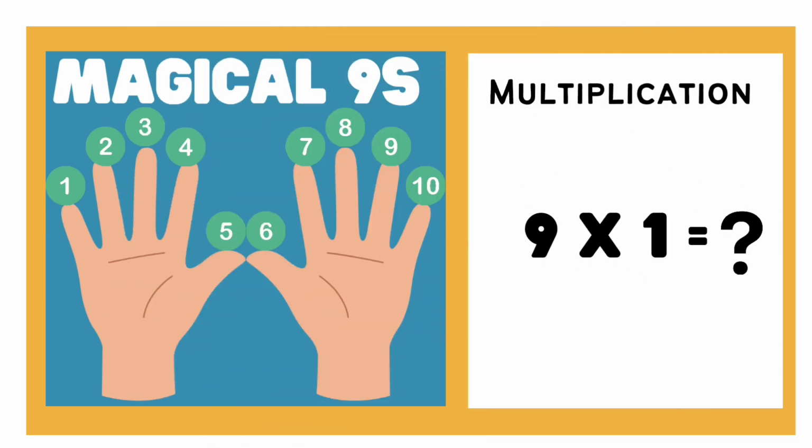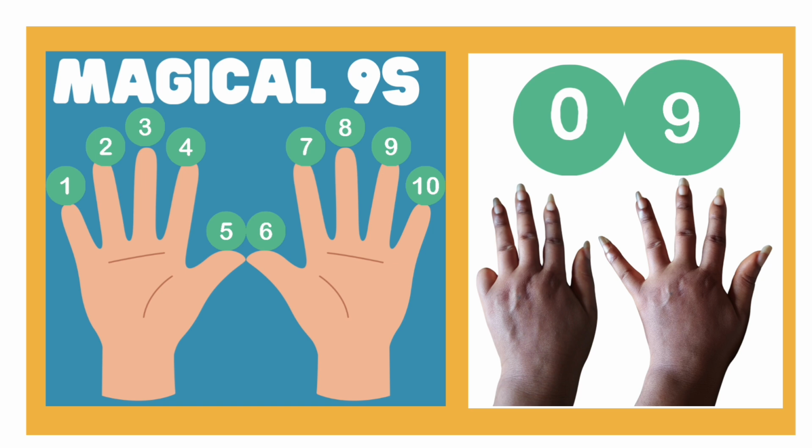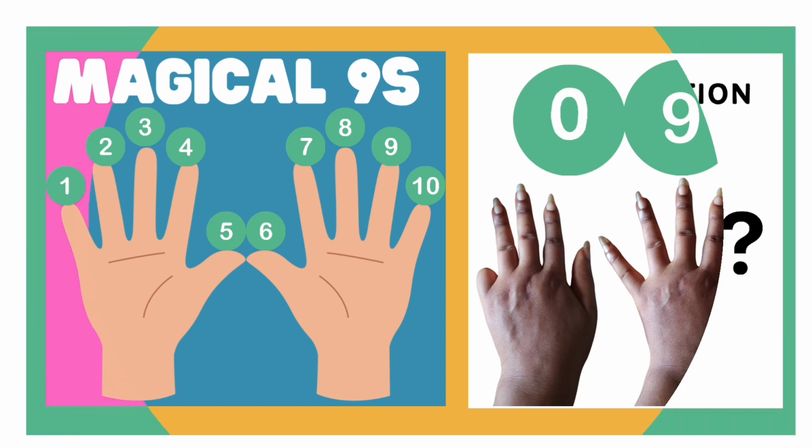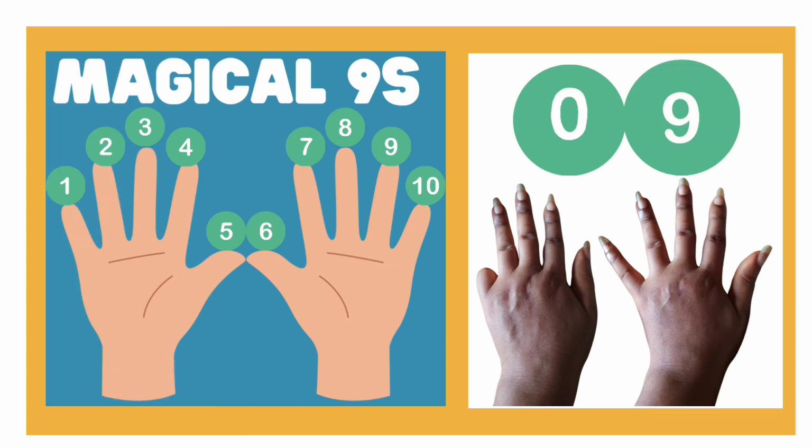Now we have our 10 fingers. Hide finger 1. How many fingers before finger 1? 0. How many fingers after finger 1? 9. 9 times 1 is 9.